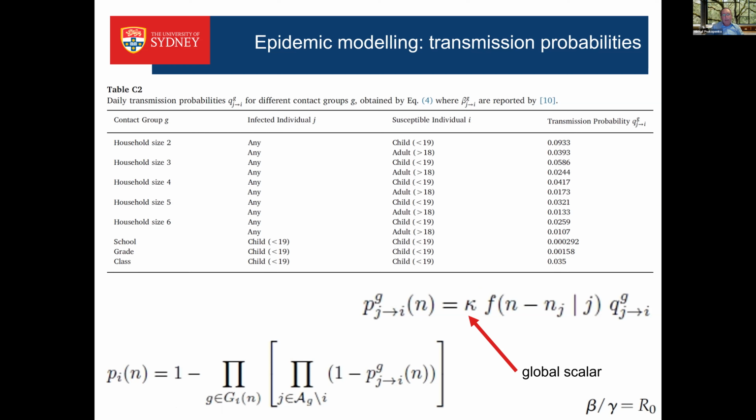Obviously, it may so happen that even these numbers change in relation to each other given a new disease. But until many decades pass, you won't know this refined change, but you may know that kappa, which is a global scalar, scales them up and down with a different variant or different virus.